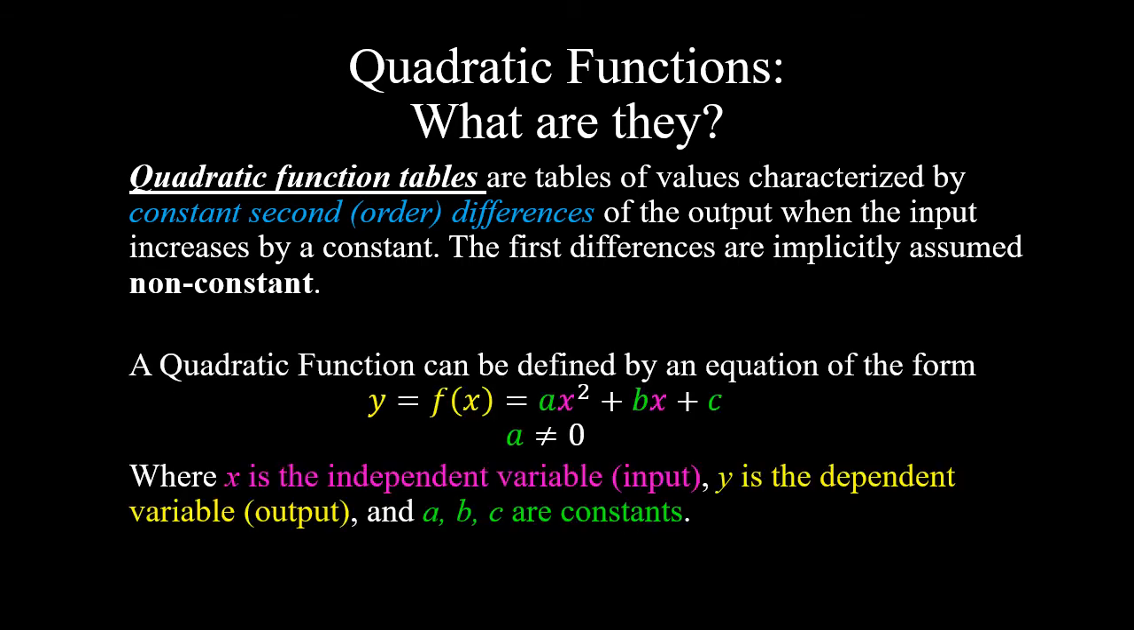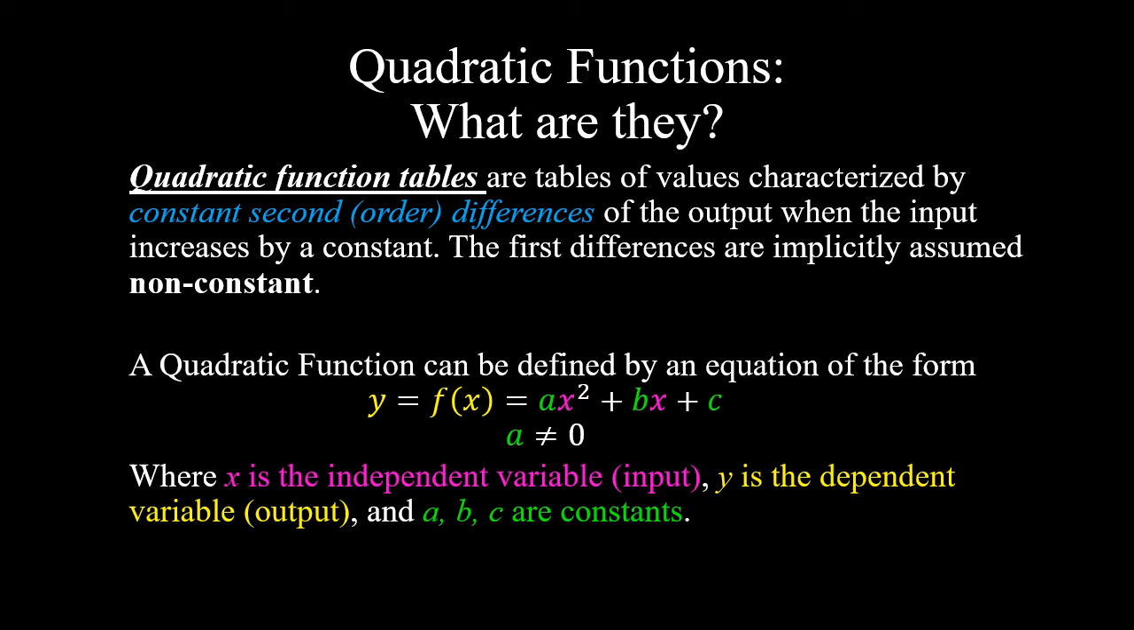So a quadratic function can be defined by an equation of the form y, or if you're dealing with a function f of x, equals ax squared plus bx plus c, where a cannot equal 0. Because if a equals 0, you guys, then we're just dealing with a line, all right? So x here is our independent variable, our input. y is the dependent variable, our output. And a, b, and c are constants, okay? They can be any constant, it just means that they are some constant number.